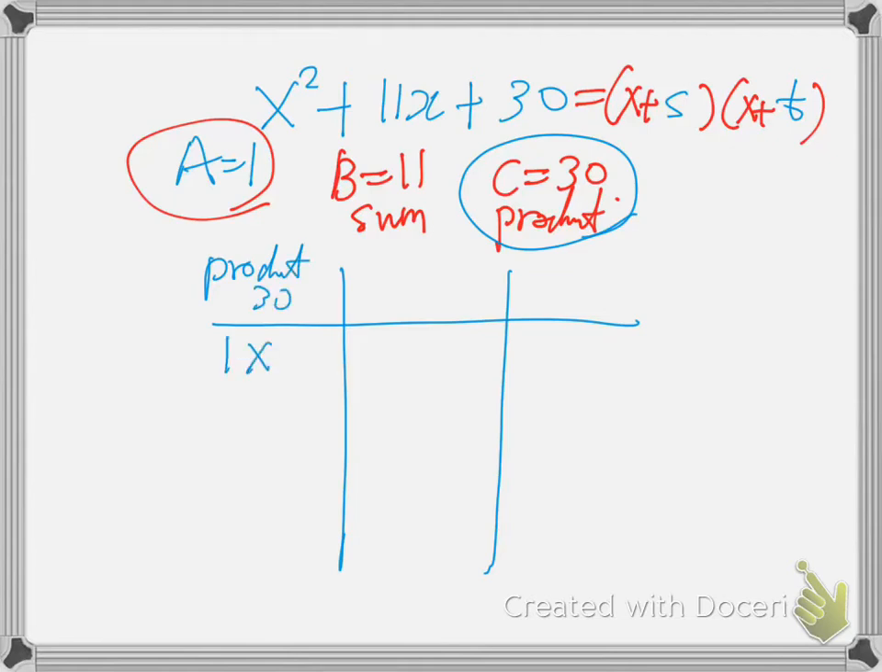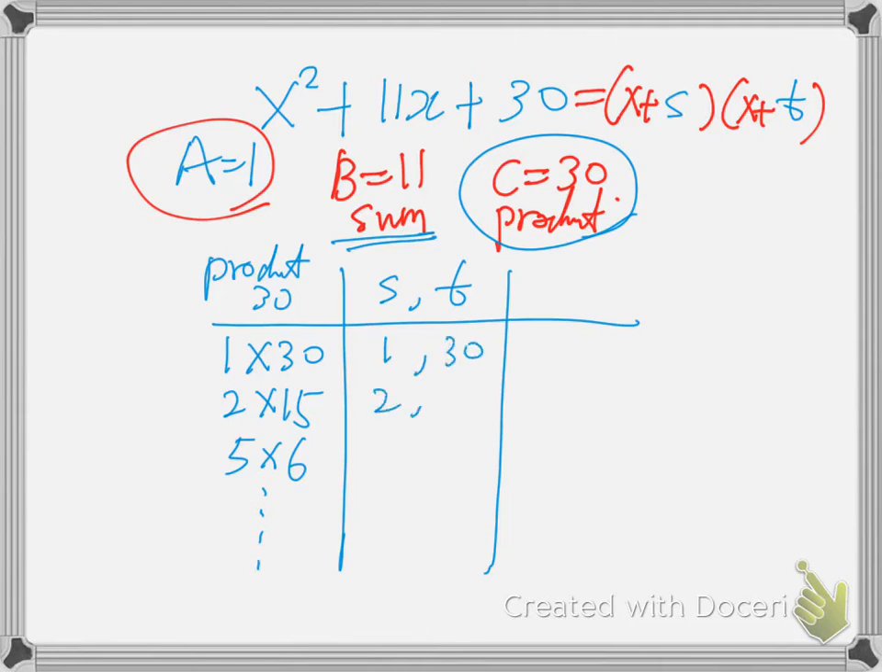So we may get 1 times 30, 2 times 15, 5 times 6. Or you get negative numbers. But we need positive sums, so for this particular question, we don't need to look at the negative numbers, right? And then we have these S and T, right? This is 1 and 30, 2 and 15, 5 and 6.